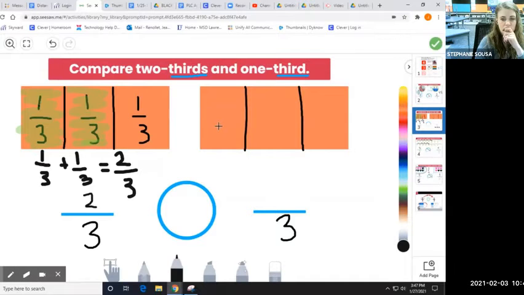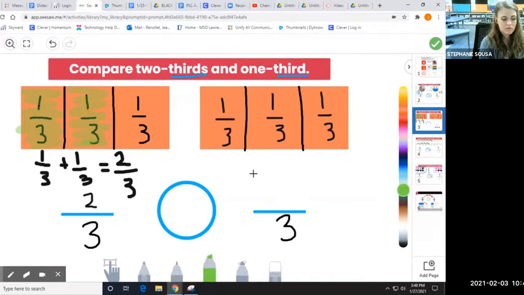Now let's look on the right side of our screen. My task asks me to compare 2/3 and 1/3. Remember that each part of the fraction is a unit fraction. And on the right, I'm only going to count one of the parts because my fraction says 1/3. So I can shade 1/3. There we go. And I have now represented 1/3 using my model.